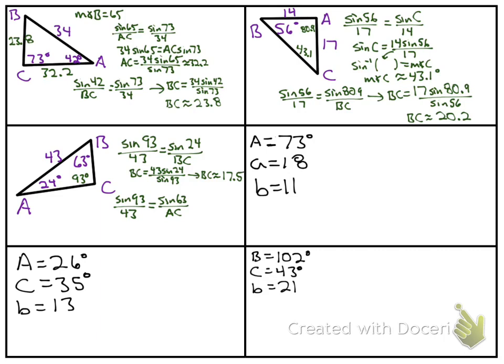Next one, cross product. Again, we're going to get AC is equal to 43 sine 63 over sine 93. So AC comes out to be about 38.4. So our sides, BC 17.5, AC 38.4.